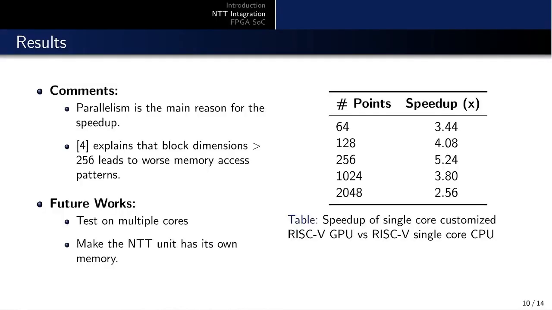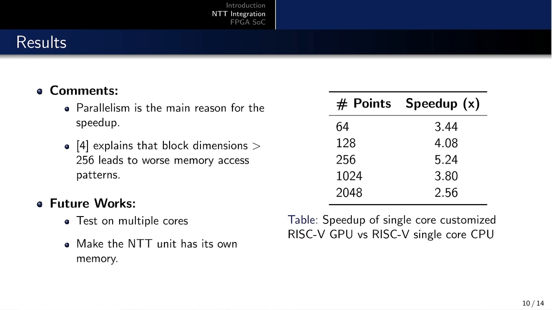Okay, now let's discuss the results. On the right here, we can see a table comparing the speedup of a single-core customized RISC-V GPU and a single-core RISC-V CPU. We can see that we reach decent speedups, reaching 5x, and the main reason is the thread-level parallelism on a single core. We can see that speedup decreases as we increase the number of points, which in other words means increasing the number of threads in the block, or the block dimension. And this paper explains that when we increase block dimensions to be higher than 256, it leads to worse memory access patterns, leading to higher latency, which reduces the overall speedup.